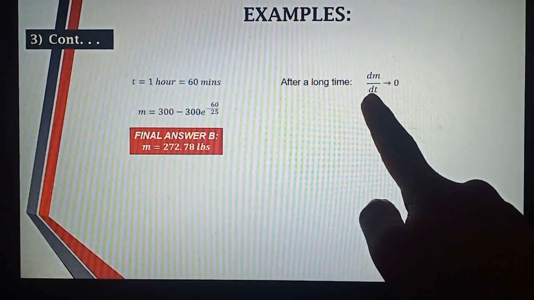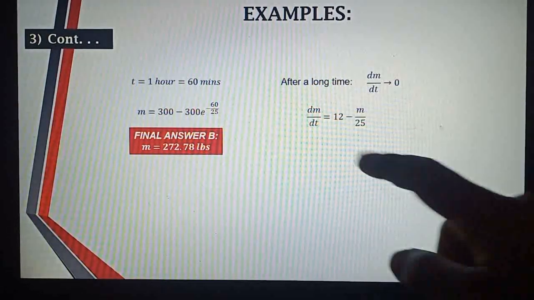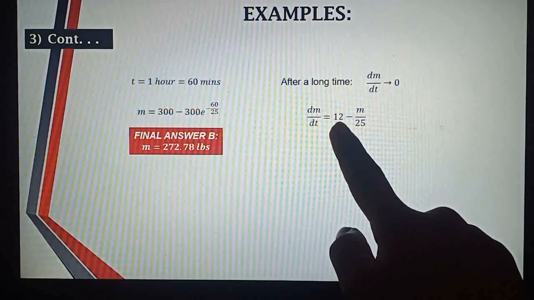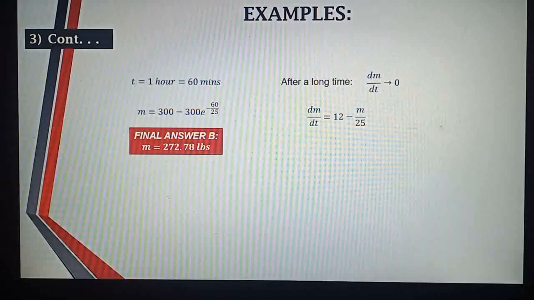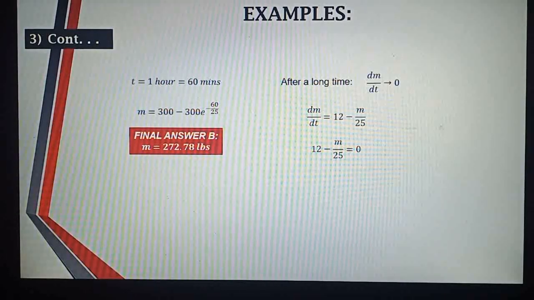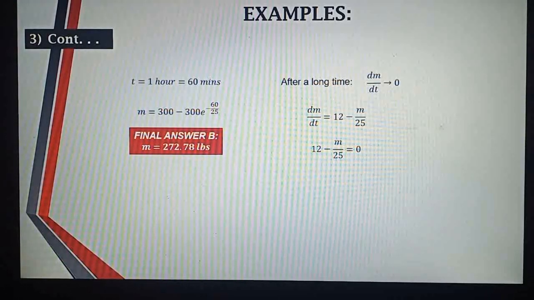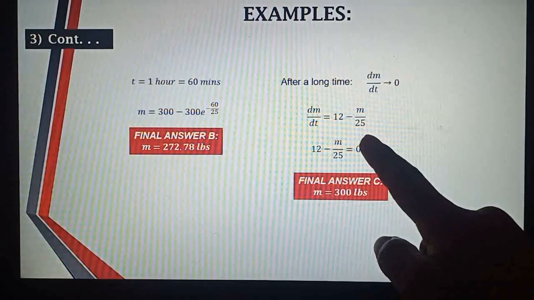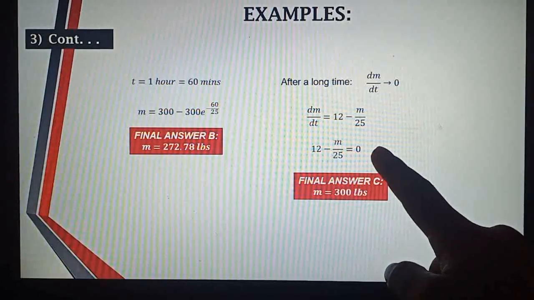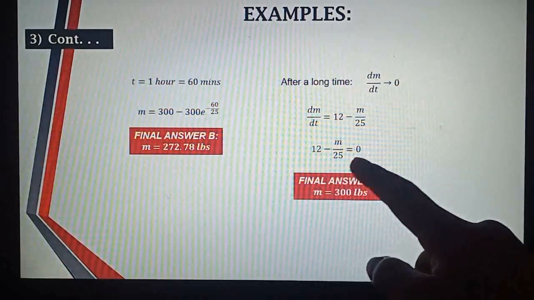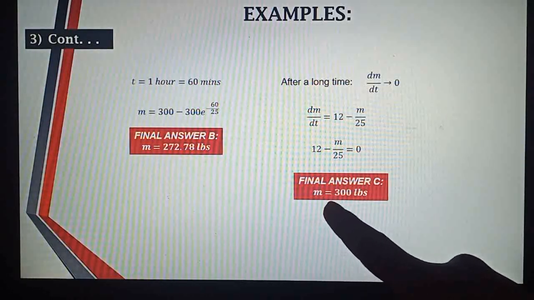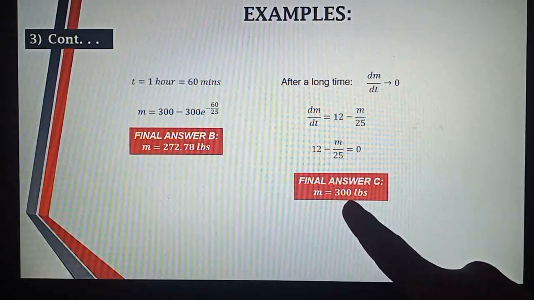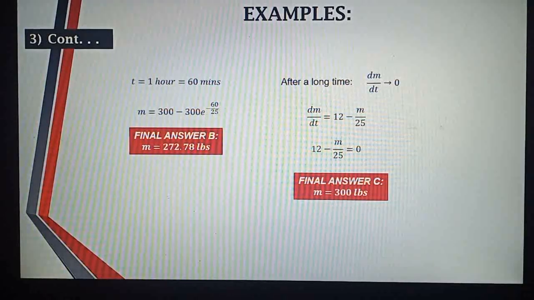Now for the letter C, wherein you have to get the limiting value of this problem, the changes in m with respect to t must be approaching 0. So the equation of our dm over dt is 12 minus m over 25. All we have to do is to equate it kay 0. So you will have 12 minus m over 25 equated to 0. Then kapag sinimplify na natin to, or if we evaluate this equation, ang makukuha natin na limiting value ni mass inside the tank at a very long time is 300 pounds.